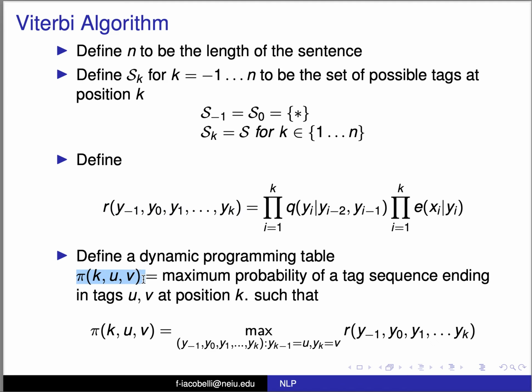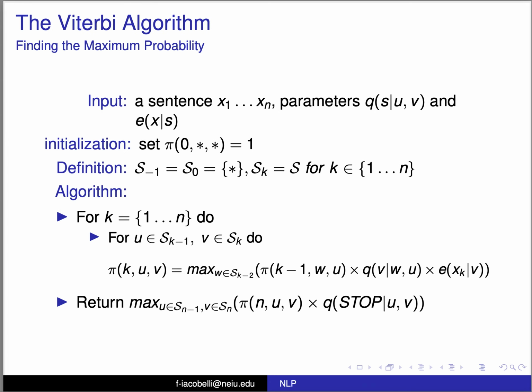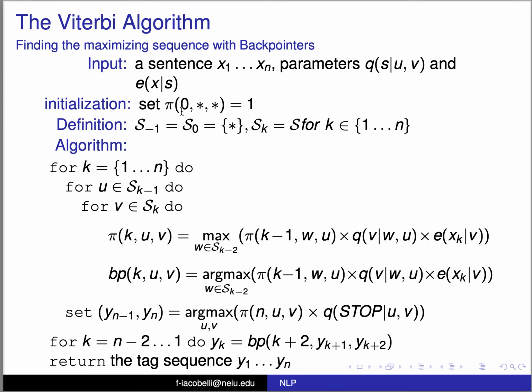Now we're going to define a table pi with the maximum probability of a tag sequence ending in tags u, v at position k. The idea here is that pi of k, u, v is going to be the maximum probability, the maximum of this function that we just looked at, having the last two tags being u and v. With that in mind, I'm going to present you the whole Viterbi algorithm.